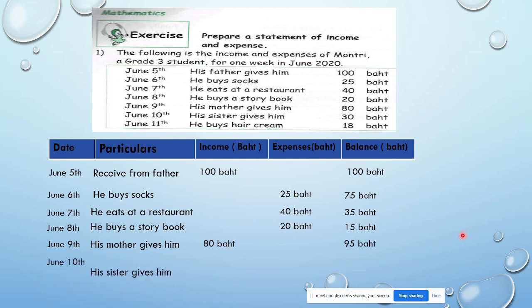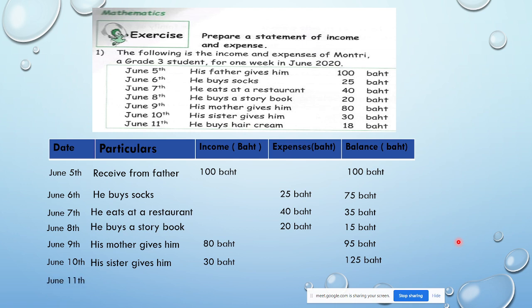On the next day, his sister gives him money. Is that an income or an expense? Income. So 95 plus 30 is 125. Yes. No, you don't answer on your books.